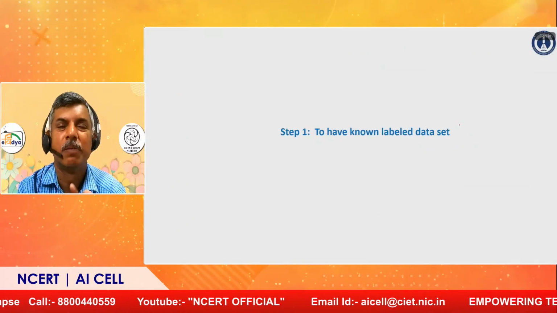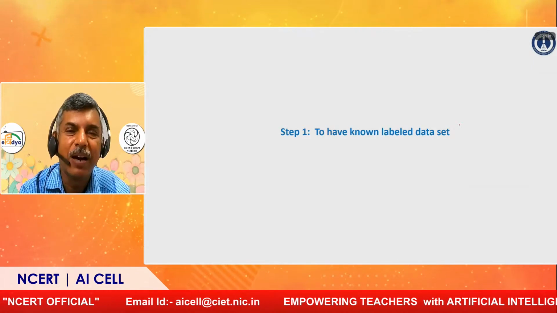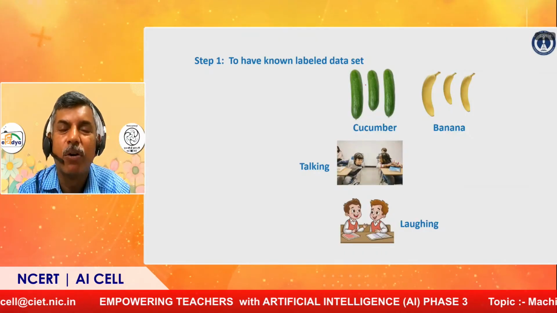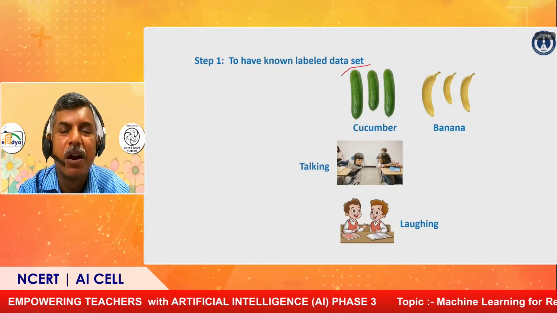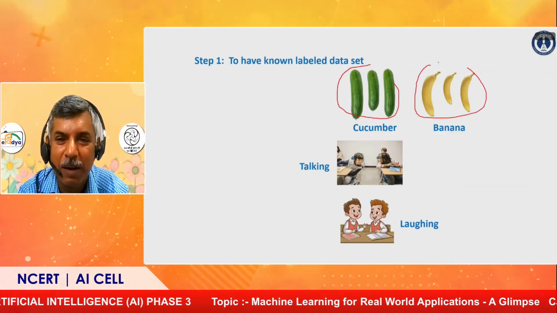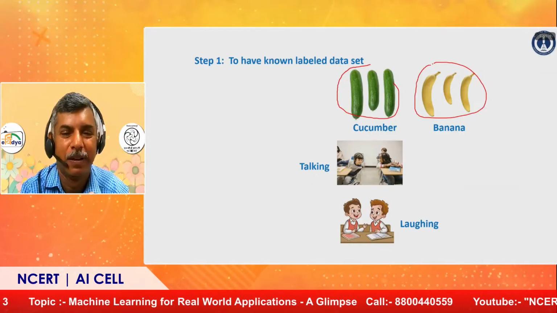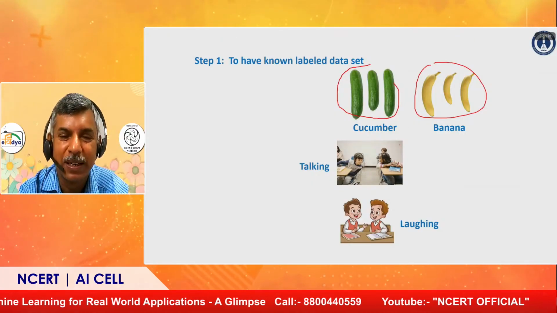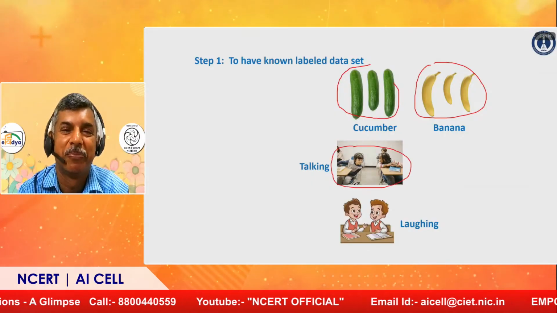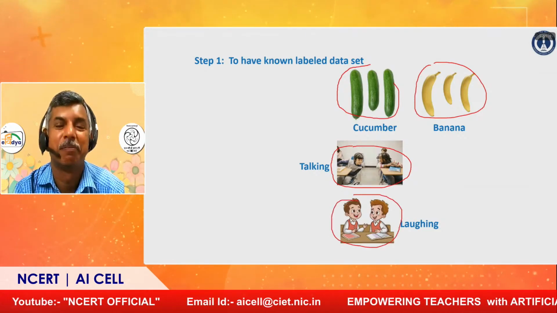And in order to make machine learning learn, we need to have a labeled data set. What actually is a labeled data set? We will come to the next slide, where suppose I want to make a machine learning algorithm distinguish or classify a cucumber and a banana. Suppose I have a cucumber and a banana, and I want to create a small machine learning algorithm which will classify them. Or suppose I want to make a machine learning algorithm that will clearly identify whether the students are talking inside the classroom, or whether they are laughing. Like that.